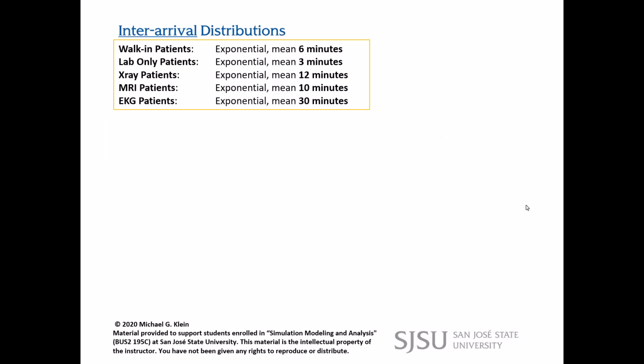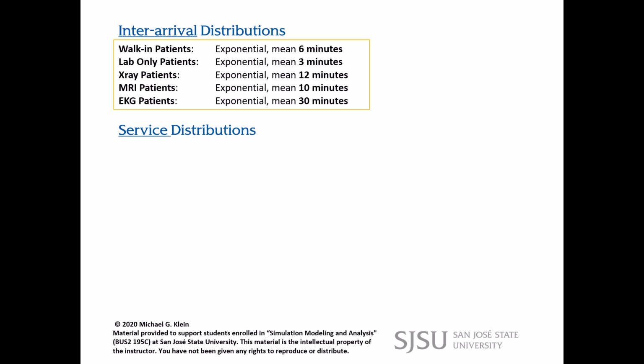For the time between arrivals for walk-in patients, we'll use an exponential distribution with a mean of 6 minutes. For lab-only patients, we'll have an exponential distribution with a mean of 3 minutes. For x-ray patients, we'll have an exponential distribution with a mean of 12 minutes. For MRI patients, we'll have an exponential distribution with a mean of 10 minutes. Finally, for EKG patients, we'll have an exponential distribution with a mean of 30 minutes for the time between arrivals.